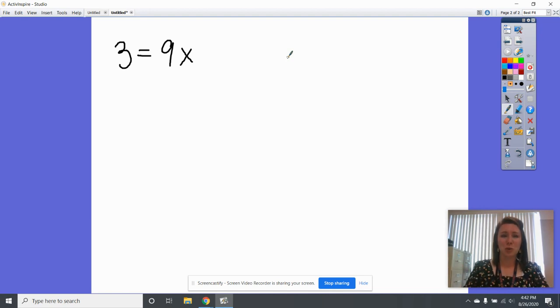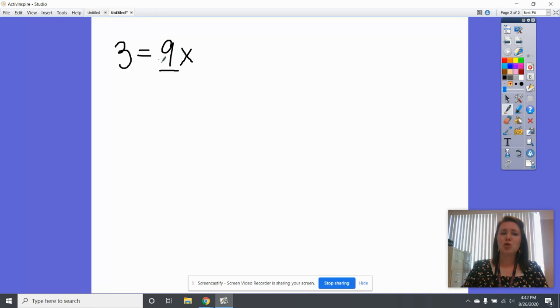to solve this equation. So the first step is just to look at what operation is happening to the variable. So in this case, the operation that is happening to the variable is this invisible multiplication. So the only one step we have to do is to do the opposite of that multiplication. We're going to divide, because divide is the opposite of multiply.